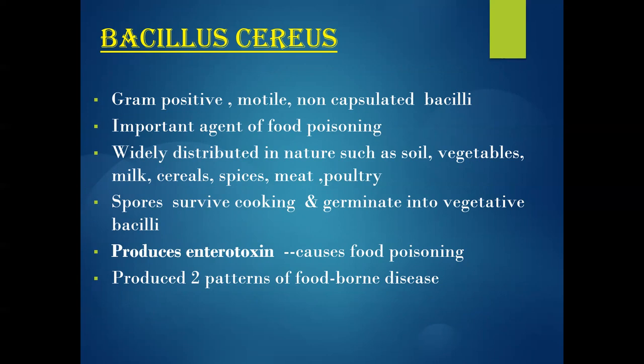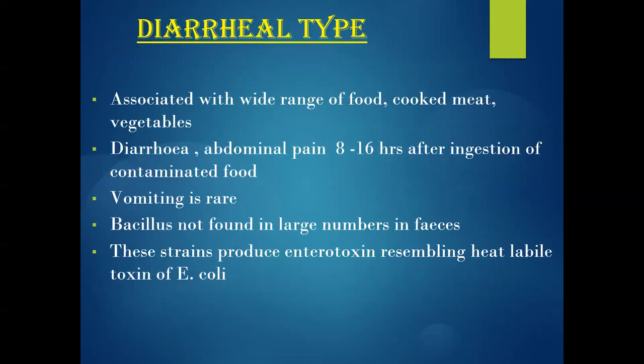Two patterns of foodborne disease they produce. The first one is the diarrheal type, which is associated with a wide range of foods, cooked meat, vegetables, etc. Diarrhea and abdominal pain occur 8 to 16 hours after ingestion of the contaminated food. Vomiting is rare. Bacillus is not found in large numbers in feces. These strains produce an enterotoxin resembling heat labile toxin of E.